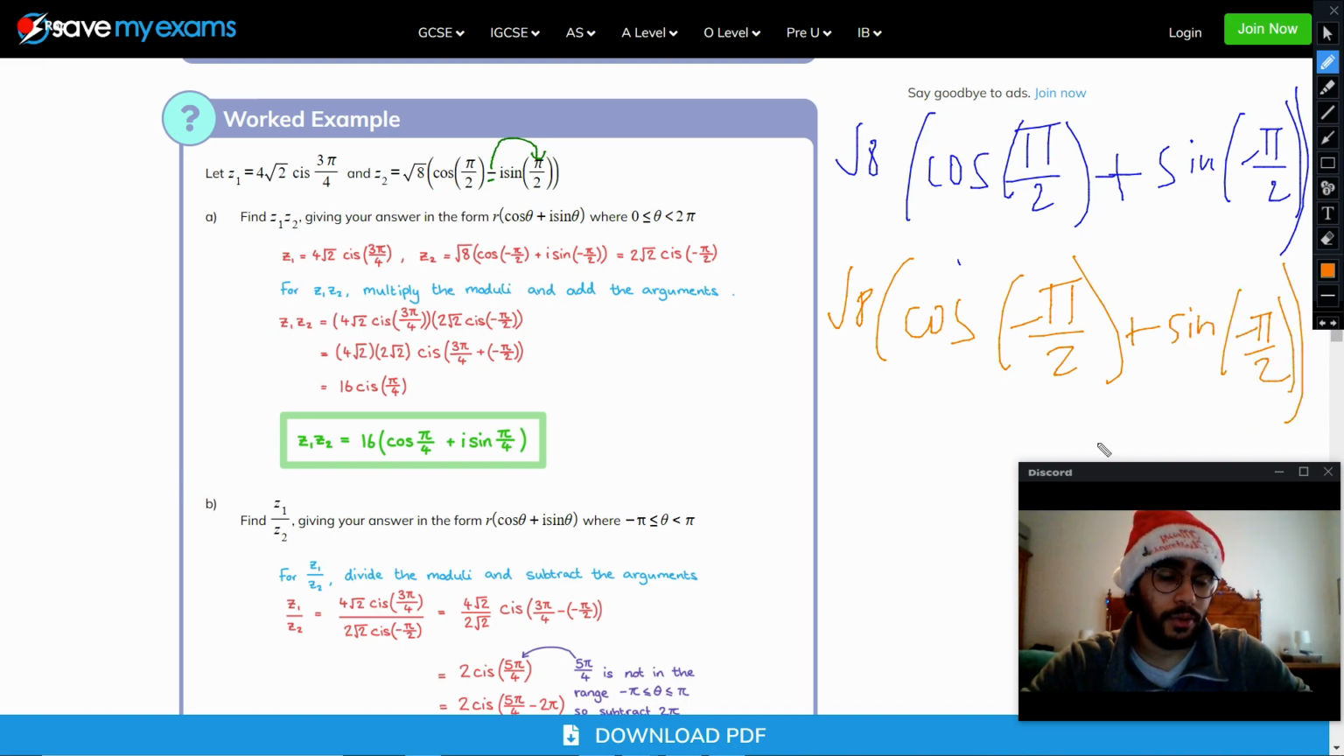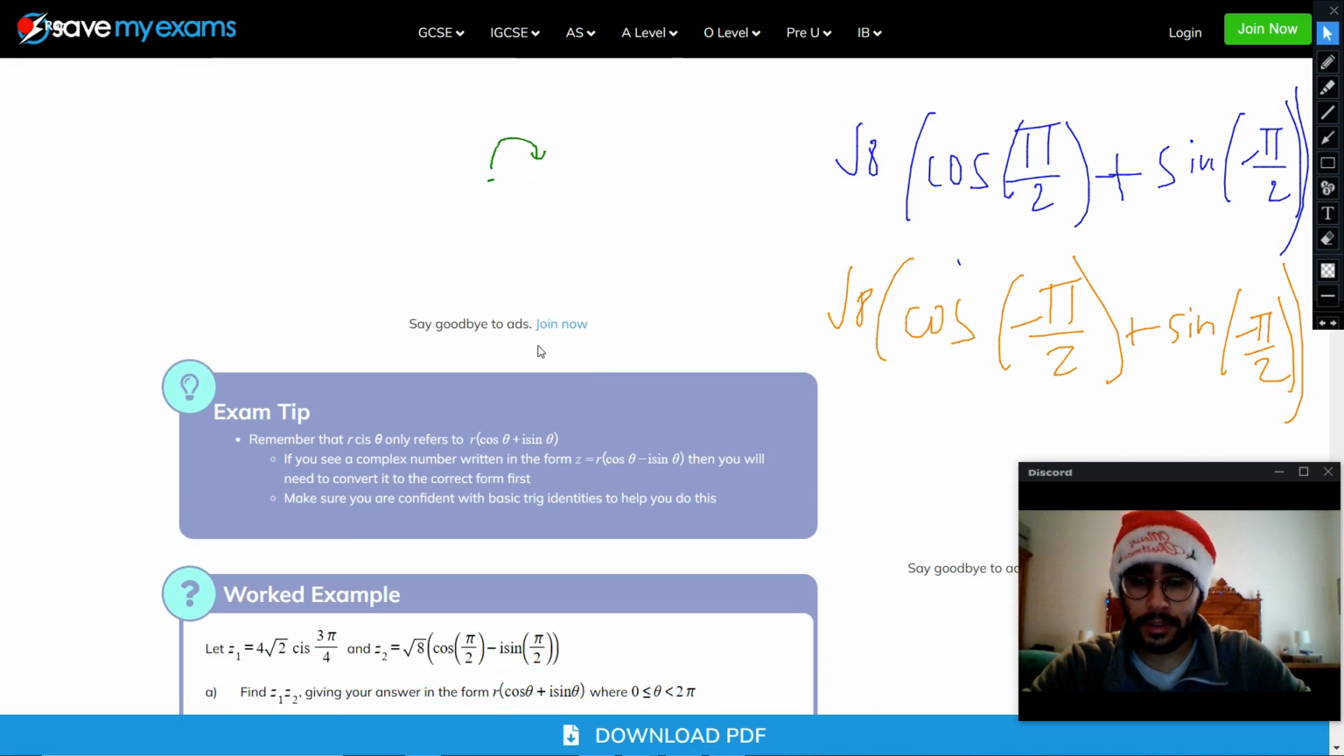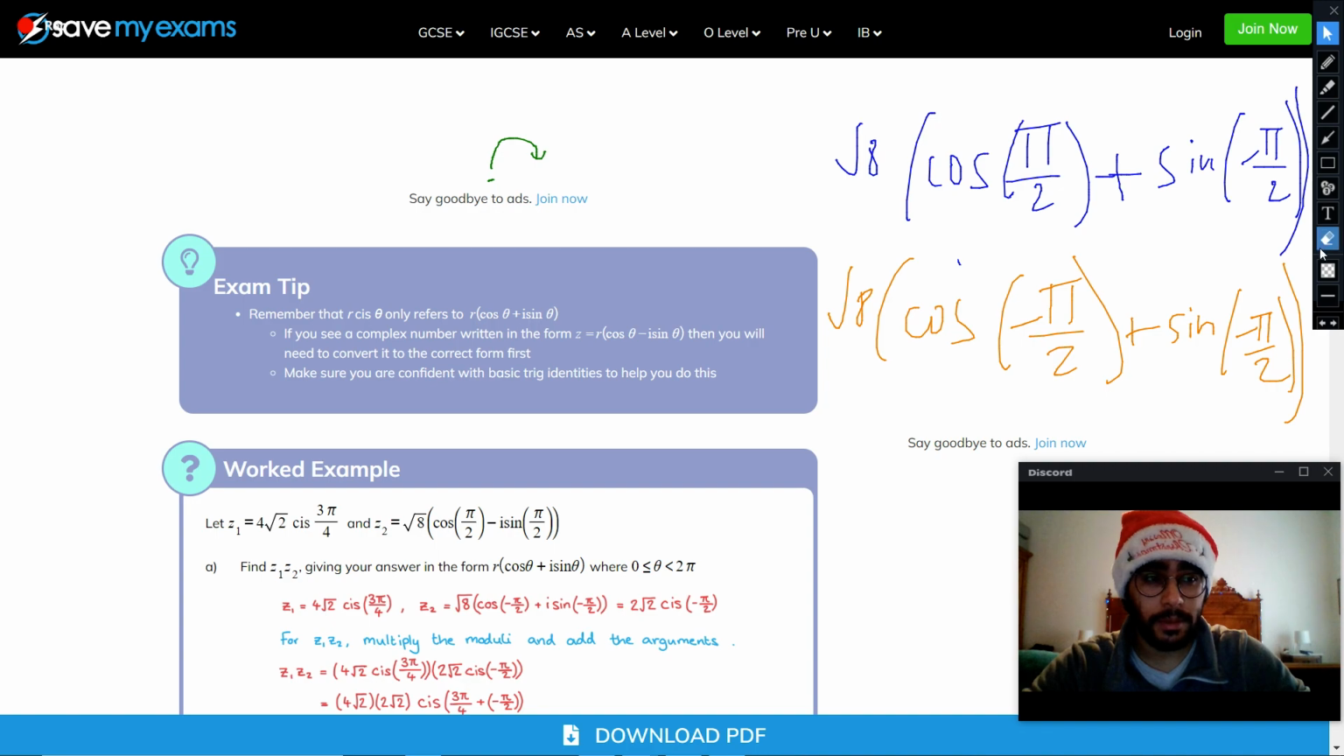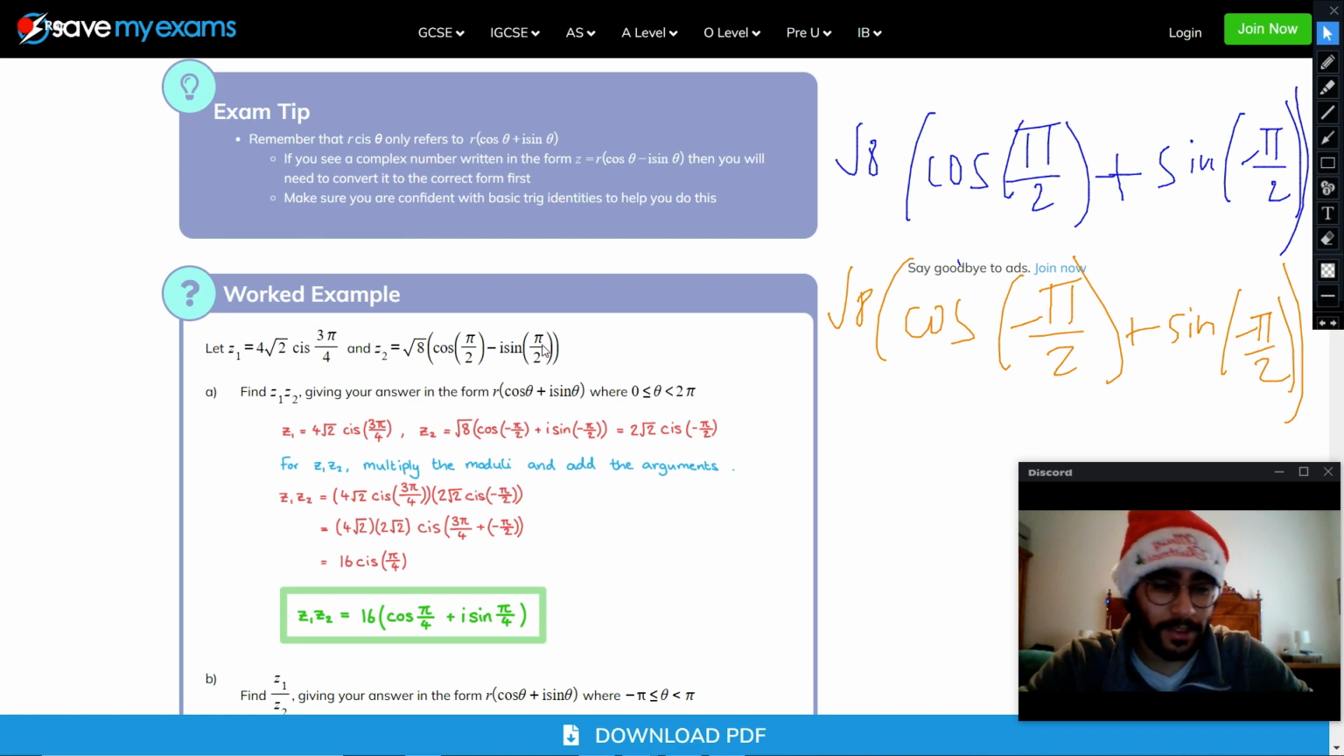So here's a little proof and a little tip for you for the cosine and sine to have negative angles inside. I'm not sure if it's one of the rules in IB. Maybe it's written here, I didn't read it. Okay, they just say that you will need to convert it to the correct form first. Well, of course, I need to convert to the correct form first.